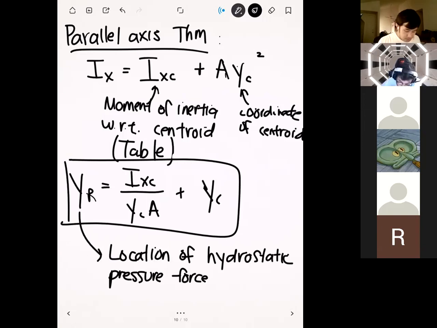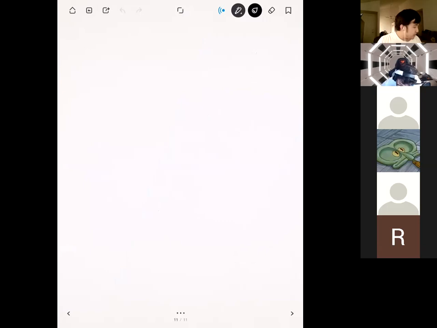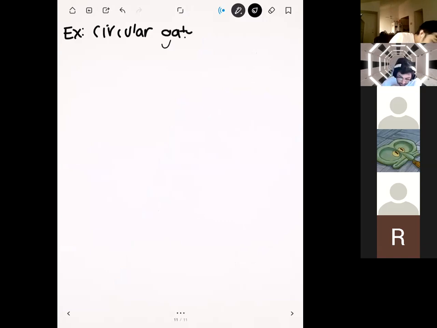Okay, so let's do an example. This example is a very classical hydrostatics problem. We're going to have an inclined surface, and our inclined surface is going to be a gate. So let's do a circular gate submerged in water.